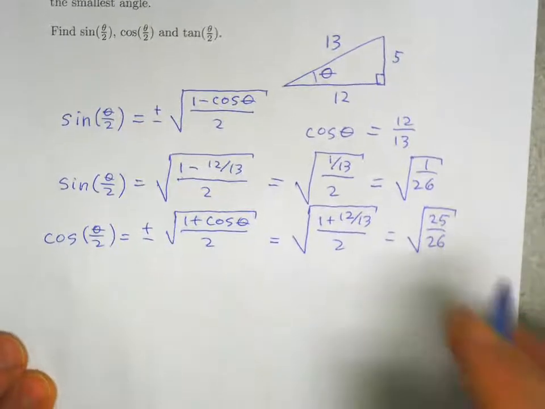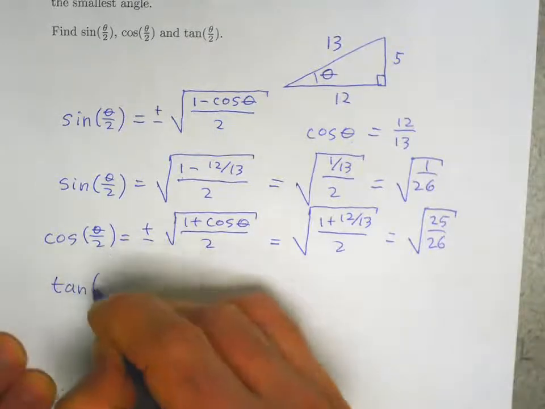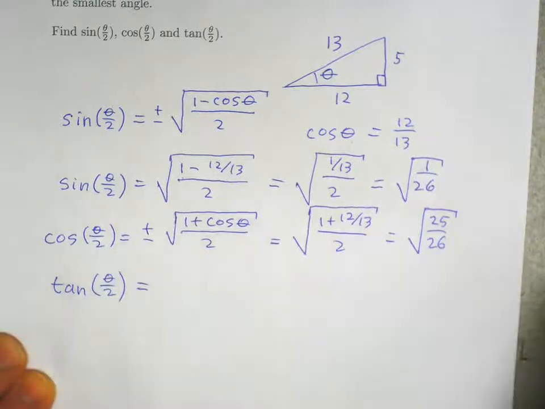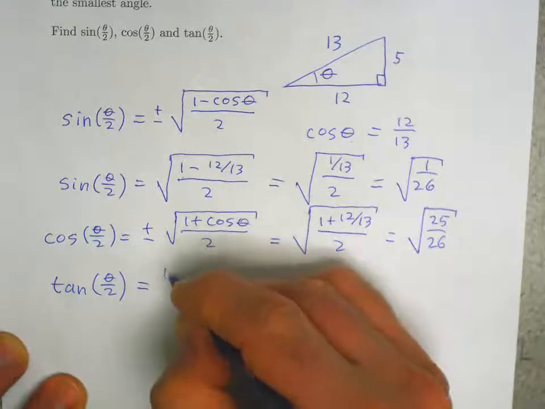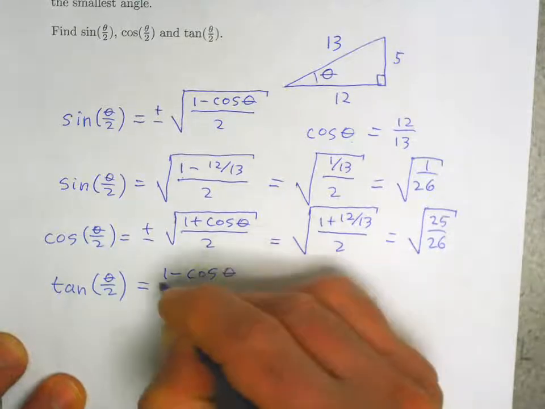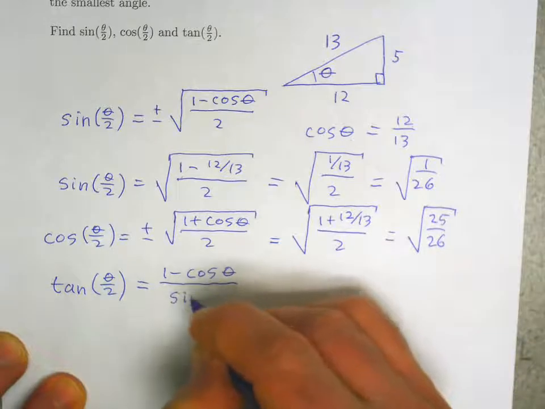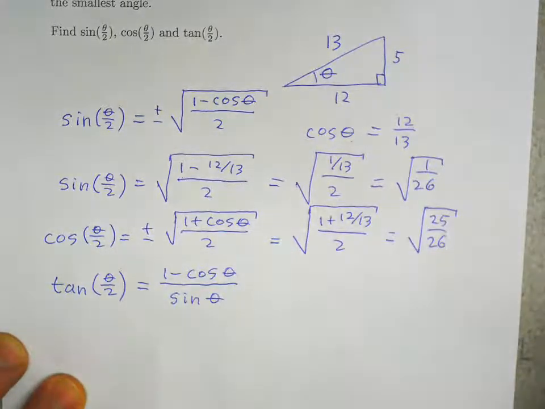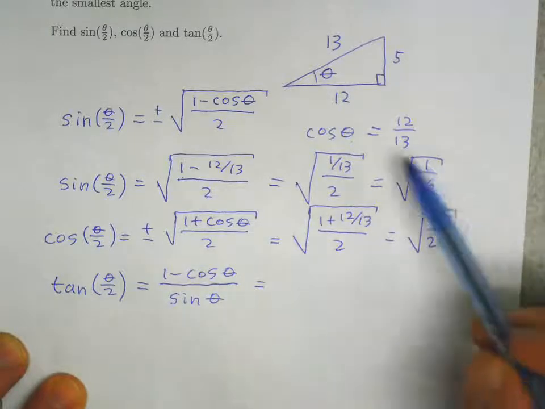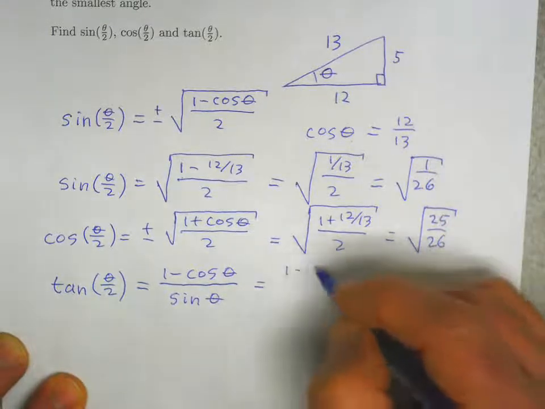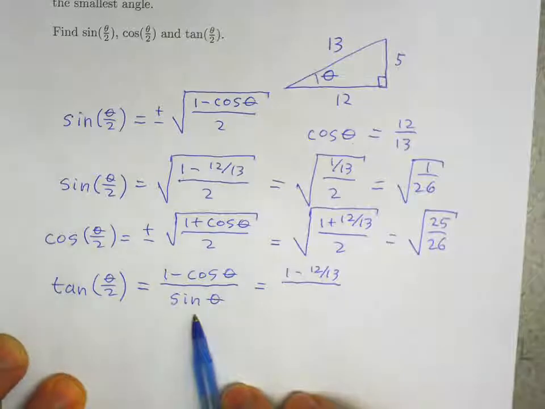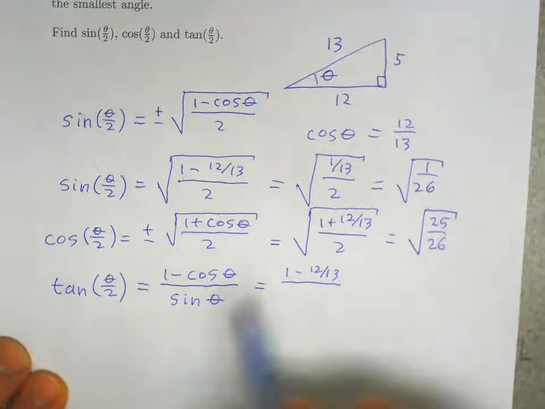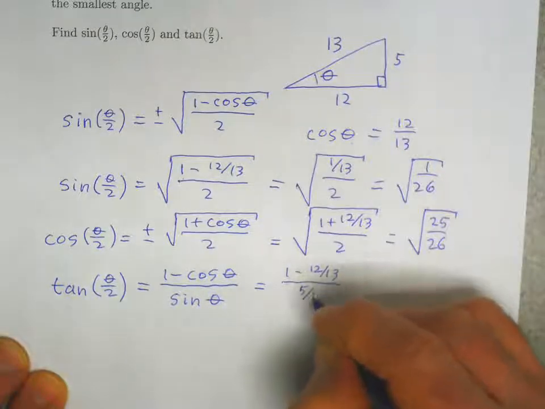Okay, then finally, tangent of theta over 2. So we'll use that formula that we just derived. In general, tangent of theta over 2 is 1 minus cosine of theta divided by sine of theta. Okay, cosine of theta is 12/13, so we have 1 minus 12/13. And in the denominator, sine of theta is 5/13. So we divide by 5/13.